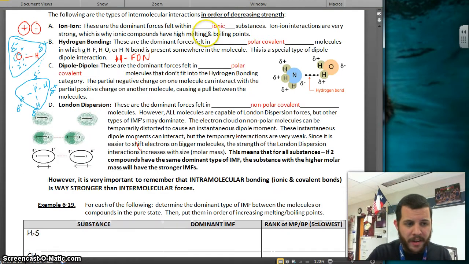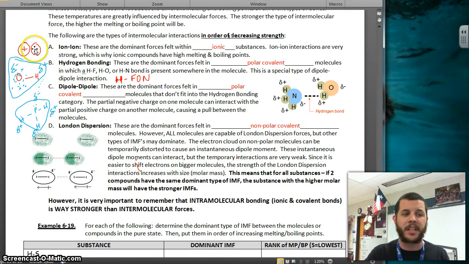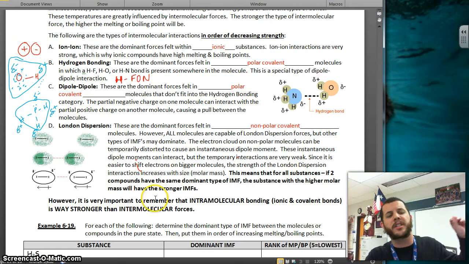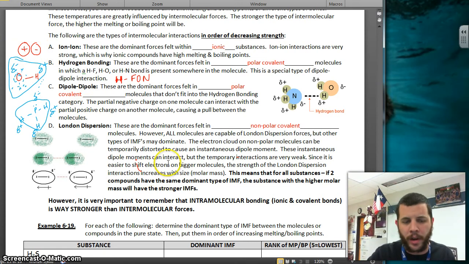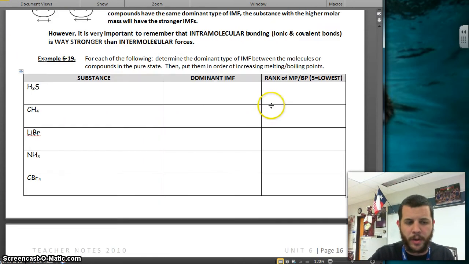Ion to ion, you've got full positive, full negative. It takes a lot of energy to break those bad boys up. London dispersion, you've got just this mild little attraction going on, so it doesn't take much energy whatsoever to break those apart. So let's take a look at these.